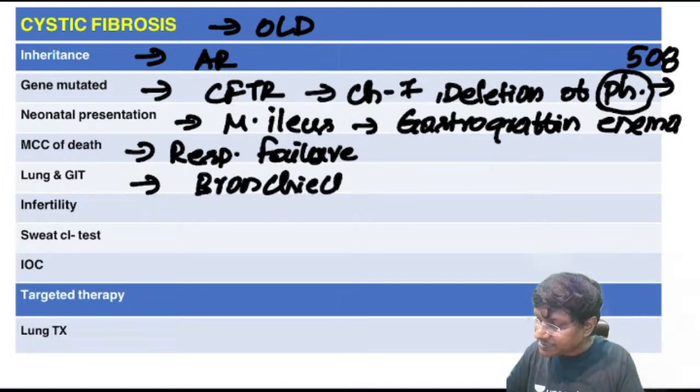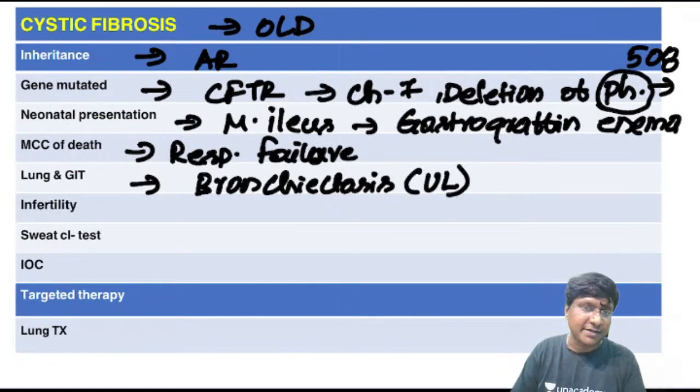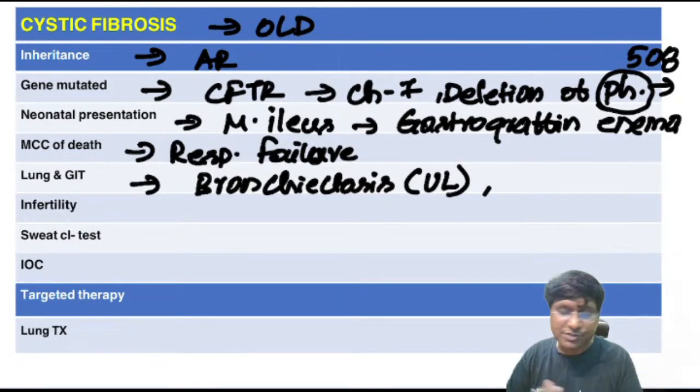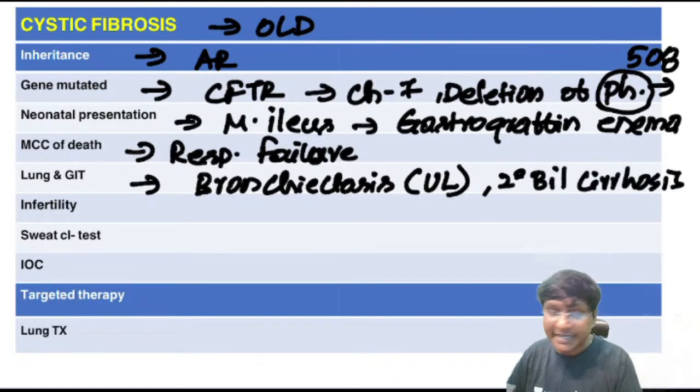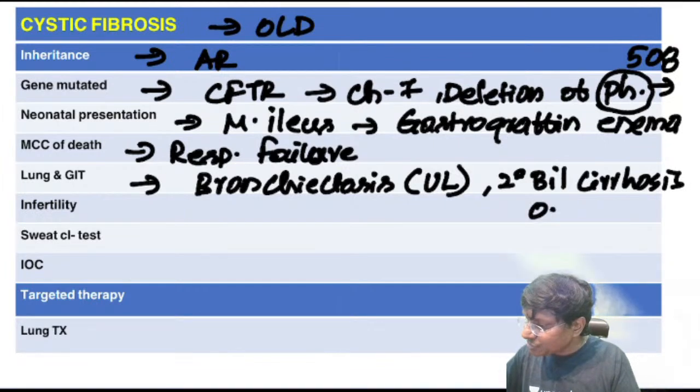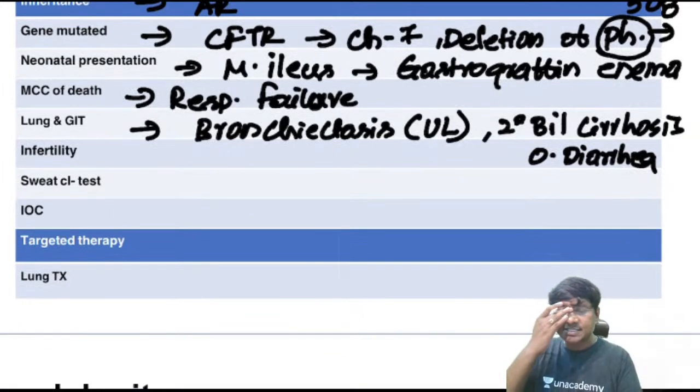There will be bronchiectasis, right? Which lobe is affected? The upper lobe is being affected. Then what will be the GIT manifestations? GIT manifestations in patients with cystic fibrosis will be in the form of secondary biliary cirrhosis, right? And not only that, these patients also will develop osmotic diarrhea. This will be the GIT manifestation of cystic fibrosis.